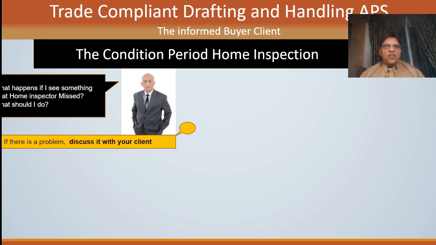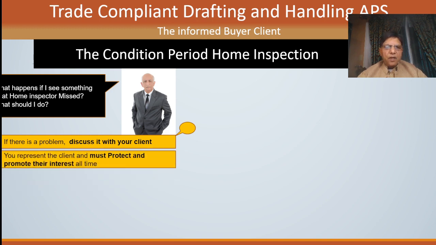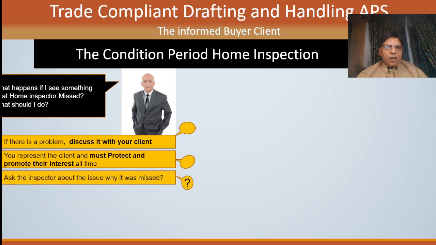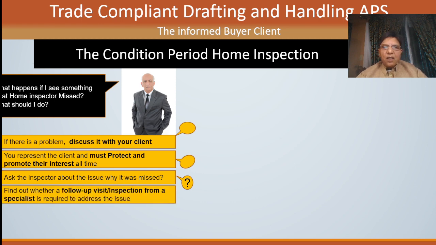Now, what happens if I see something that the inspector missed? If there is a problem, discuss it with your client. That is the first thing you need to do, because you have to protect the interest of your client, and ask the inspector why the issue was missed. He might have overlooked it, because they are also human beings, and you might have figured it out. Discuss it. If you are not discussing it, then you will be in trouble.